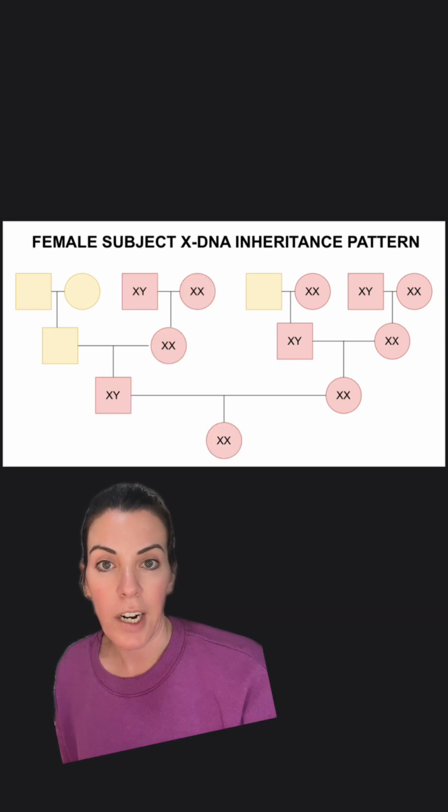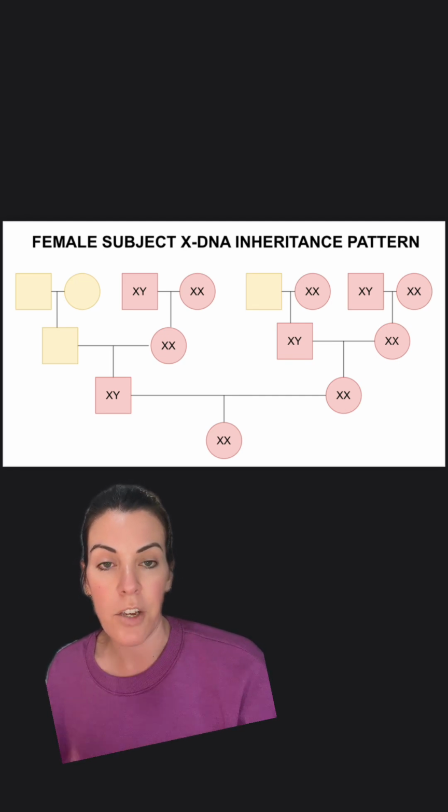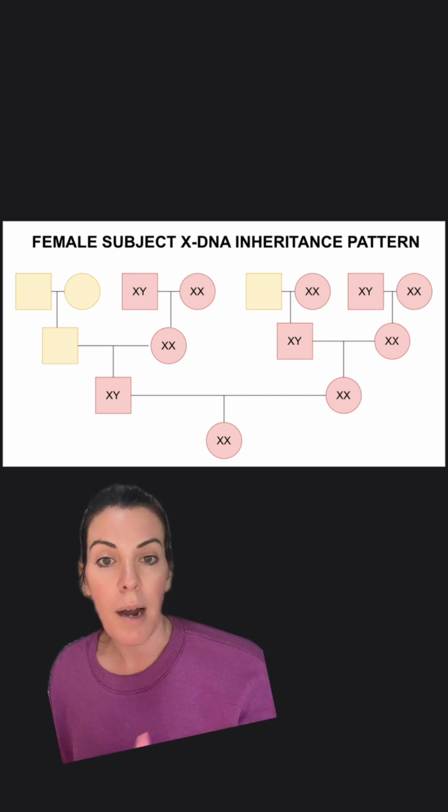If you look at this chart, this is a female subject. So at the bottom of the tree, you have a female with an XX. She has two X chromosomes. And these are all the people in her tree that she would be expected to share X DNA with. So as you can see, she gets it from her paternal and her maternal side. So there are a lot more people in her family that she could inherit that X chromosome from.